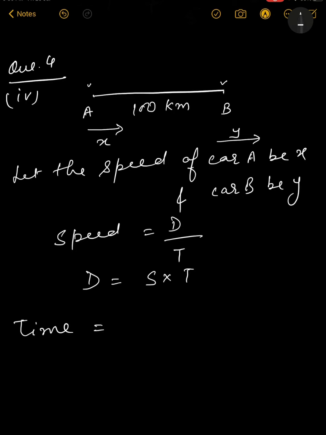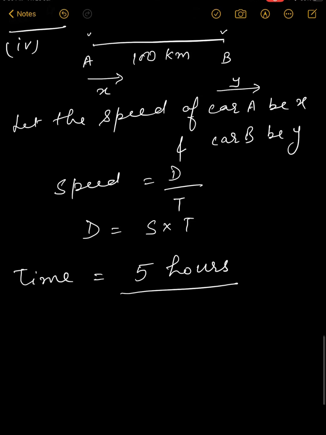Time equals 5 hours. 5 hours is the time. They meet in 5 hours. That means दोनों 5 घंटे चलने के बाद मिली. So time दोनों के लिए क्या रहेगा? 5 hours. So distance covered by car A.